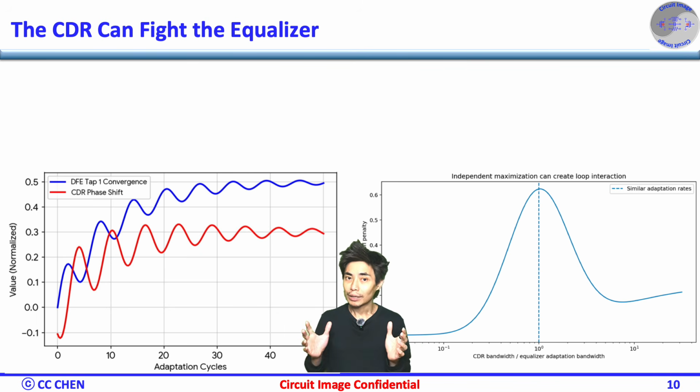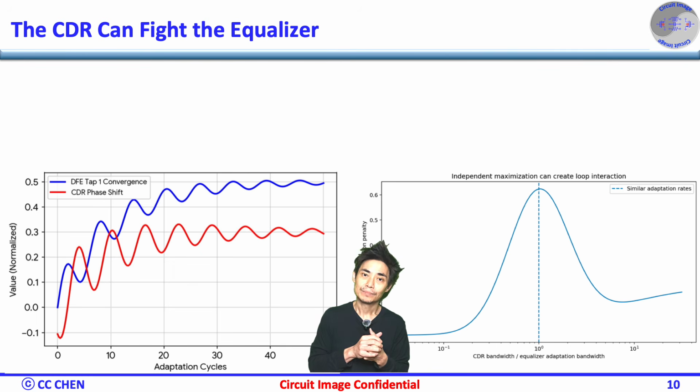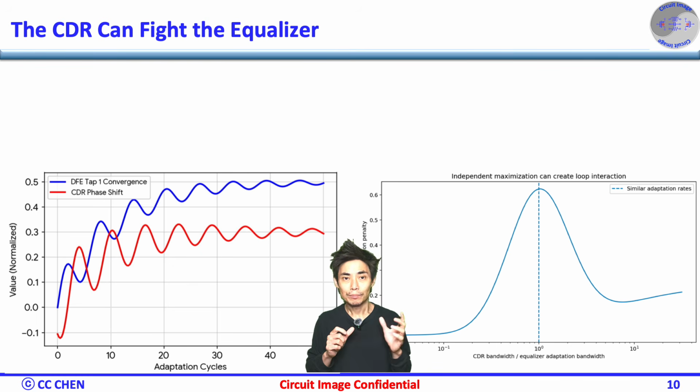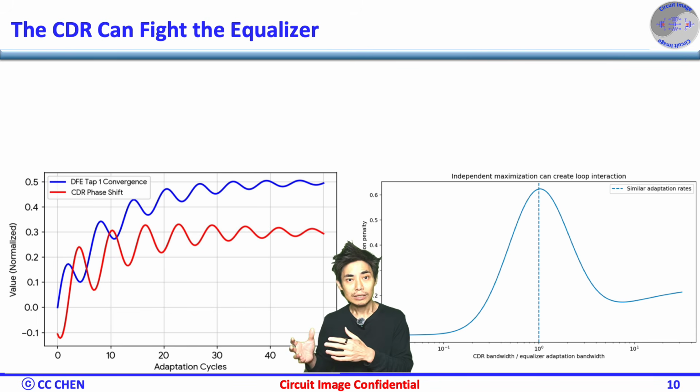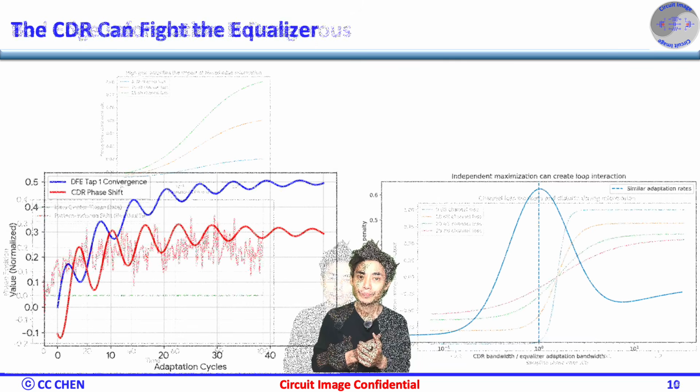In Baud-rate and Mueller-Muller receivers, the timing loop and equalizer often share the same samples and adapt at the same time. So the loop bandwidth must be coordinated. The CDR should not be so fast that it chases the distortion the equalizer is trying to remove.